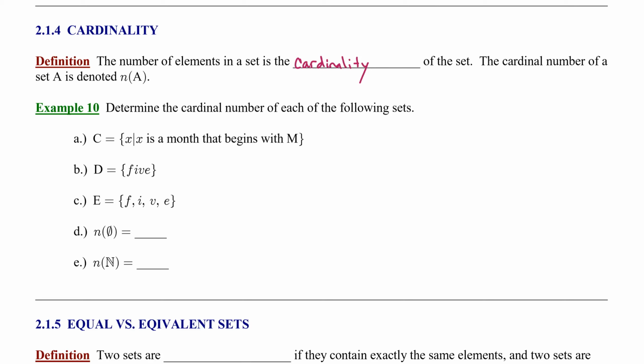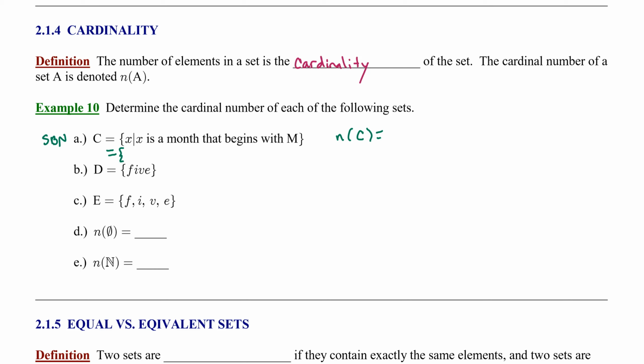C is the set of all x such that x is a month that begins with M. When I'm finding the cardinal number of a set, or n(C), I need to figure out how many elements belong to that set. This particular set is listed in set builder notation, but I'm going to rewrite it in roster notation so I can see the individual elements.